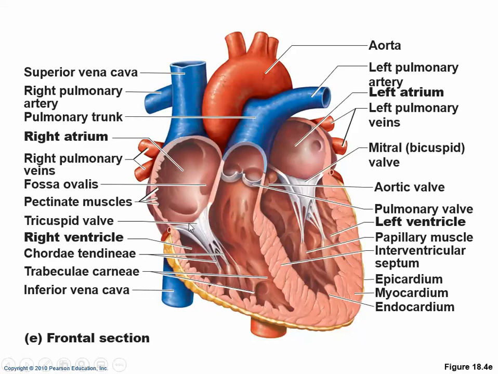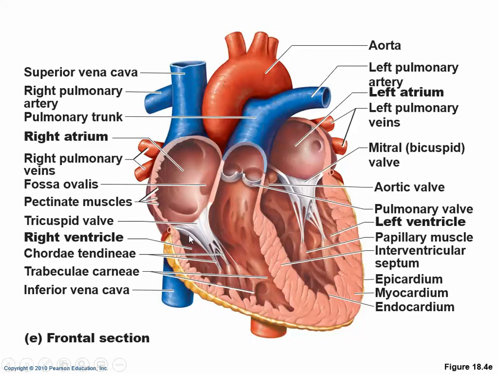These valves are between the atria and the ventricles. There's one on each side. They are called the atrioventricular valves. So there are 4 valves in total, 2 on the right side, 2 on the left. The ones that go to the great vessels, to the pulmonary trunk and the aorta, are called semilunar valves because they look like half moons.